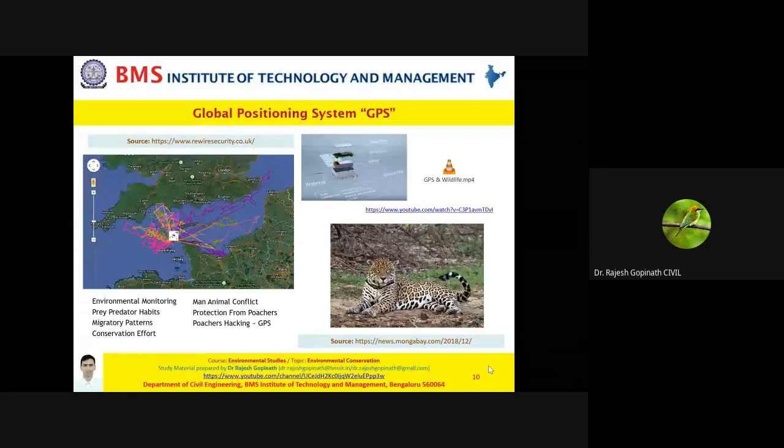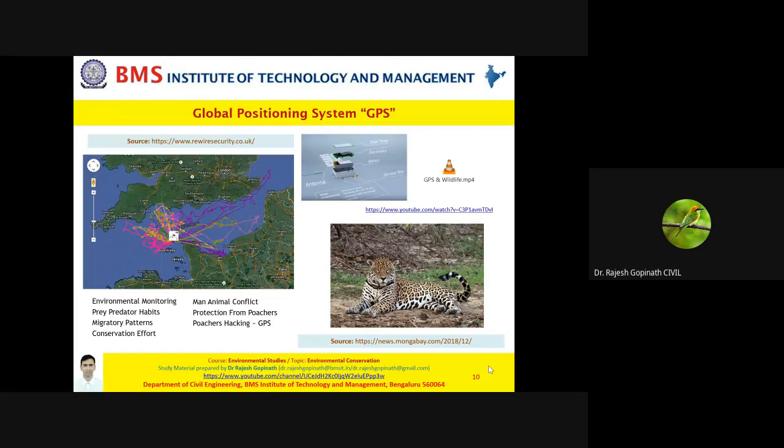It is only because of this GPS technology that we were able to identify the area which a tiger requires to move around easily. Only with the help of GPS were we able to identify how many countries a butterfly called the monarch butterfly has gone through. With the help of GPS technology we were able to understand which path a tiger or a leopard takes while moving from one forest to another. So basically it helps us in mapping prey-predator habits and in reducing man-animal conflict.